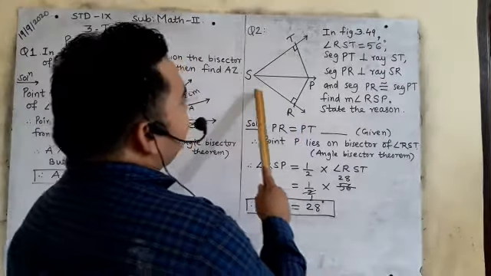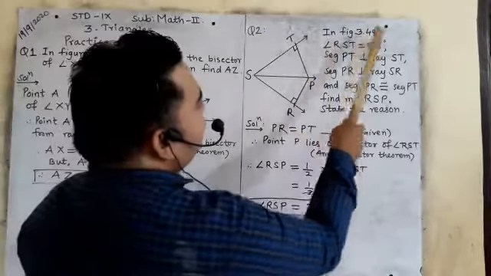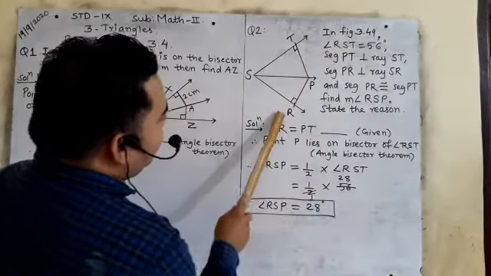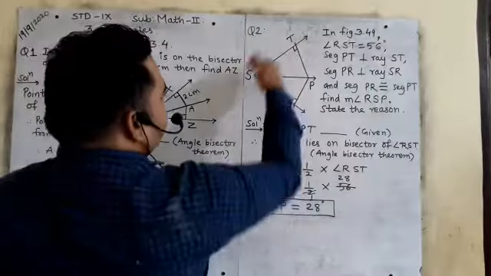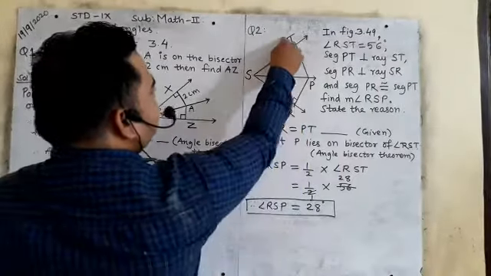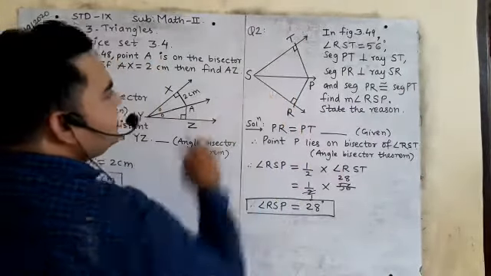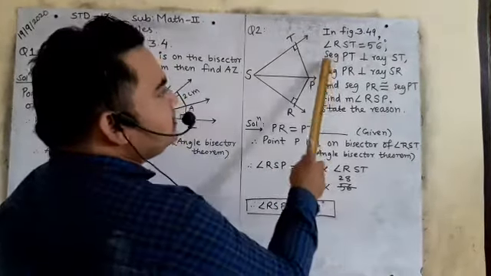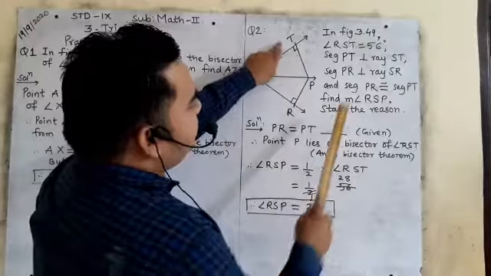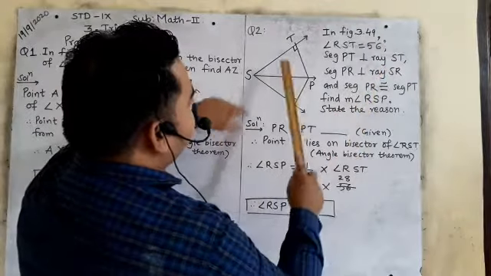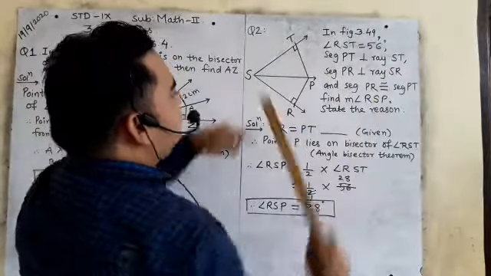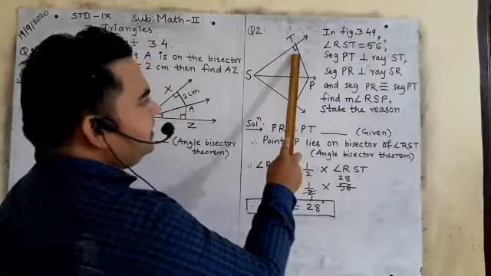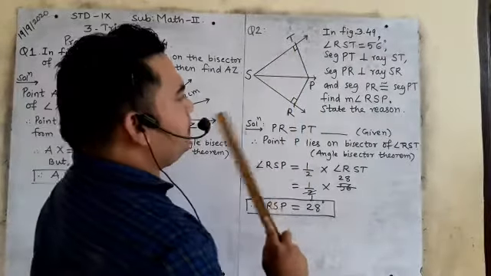This is the figure 3.49. In figure 3.49, this big angle RST is 56 degree, which means this complete angle is 56. Segment PT is perpendicular to ray ST. So it is a right angle. See, right angle. It is a perpendicular.